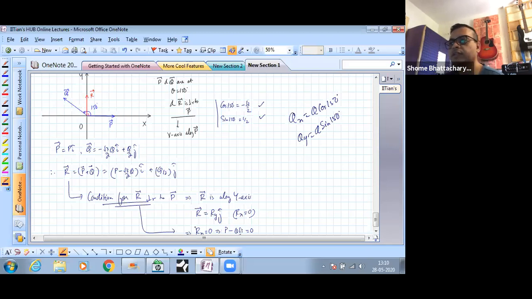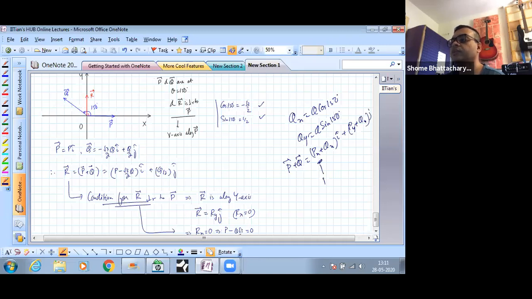Are you adding these two vectors, beta? P plus Q कर रहे हो ना? So P plus Q क्या हो जाएगा? It will be P's x component plus Q's x component into i cap plus P's y component plus Q's y component into j cap. Now just substitute these values.